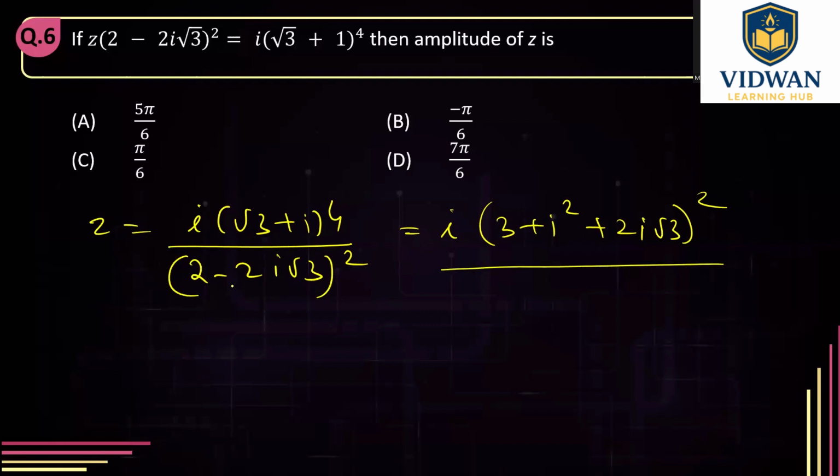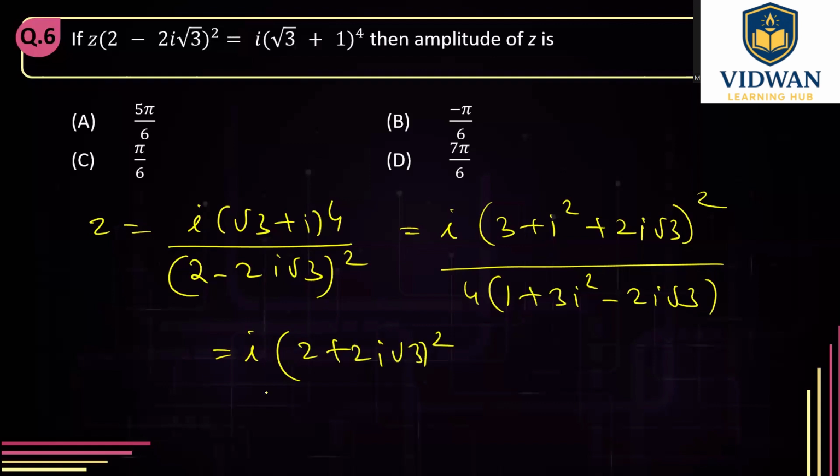In the denominator, 2 is common. Squaring will give 4. And I have 1 minus i root 3 whole square, which is 1 plus 3i square minus 2i root 3. So I'm just expanding directly. So now write this i square as minus 1. You'll get 3 minus 1, 2 here, plus 2i root 3 whole square by 4 into this i square. When I write minus 1, we'll get 1 minus 3, that is minus 2 minus 2i root 3.